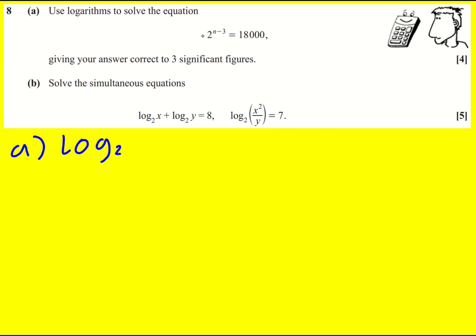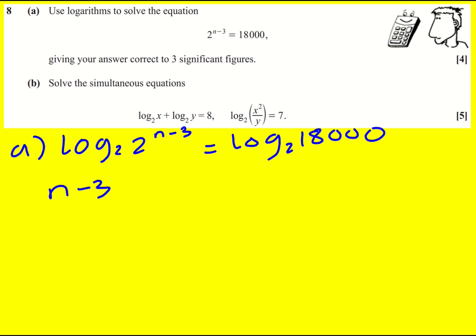Because I've got 2 to the power of n minus 3 as some number, we can take log to base 2 of both sides. Now, what you are asking here is, what do I raise 2 to the power of to get 2 to the n minus 3? And the answer is, of course, n minus 3. So the left-hand side simply becomes n minus 3. The other way to think about it is that you can bring the power down, and then you've got log to base 2 of 2, which is just 1.